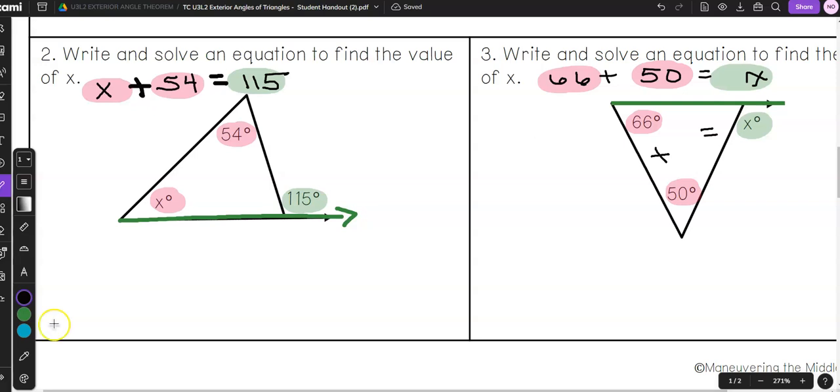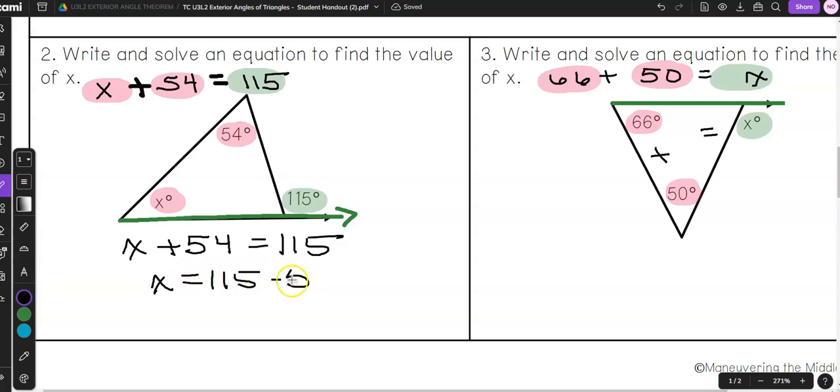On number 2, we have a one-step equation. x plus 54 equals 115. If I subtract 54 from 115, that'll give me what x equals, and that's all we're asked for in this one. So x equals 115 minus 54, which is 61. That's our answer right there. It's going to get a little more complicated in the next few problems, but that's all there is to that.